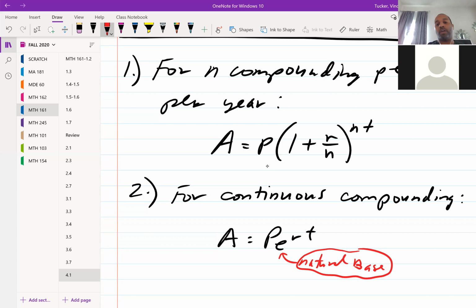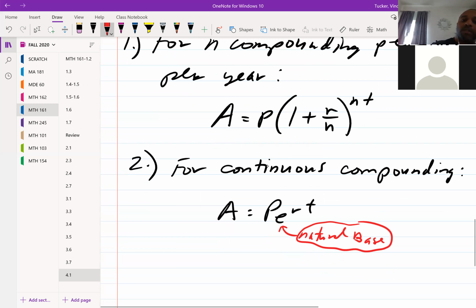But first, establishing what it means to be compounding. That's when you put some money in your account, how many times is the interest going to be applied per year? So that's what you're talking about: how many times will it be compounded per year?